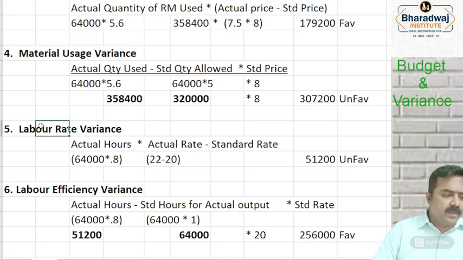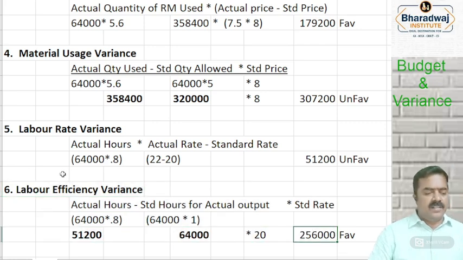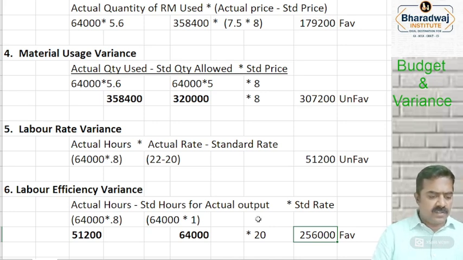So rate wise there may be unfavorable variance. Efficiency wise there is a favorable variance. This is about labor efficiency variance.